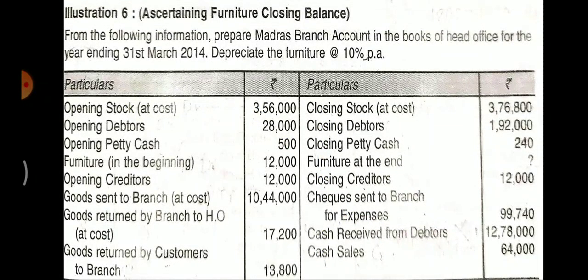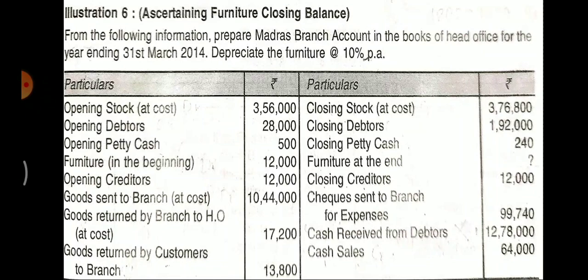As you can see on my screen, this is the question in which we have to ascertain the furniture closing balance. Read the question first. From the following information, prepare Madras branch account in the books of head office. The head office name is not given, so whenever we prepare a branch account, we give the heading in the books of head office, and under it we write Madras branch account, which is nothing but the branch name. For the year ending 31st March 2014, depreciate the furniture at the rate of 10% per annum. Here the depreciation percentage related to the furniture is given, so we'll see to it later on.